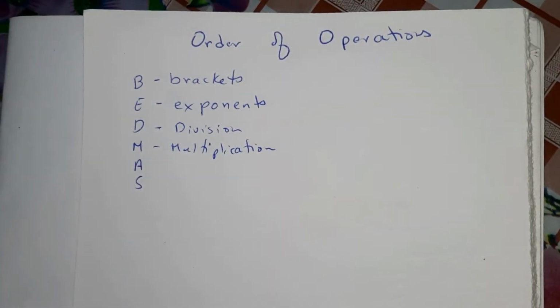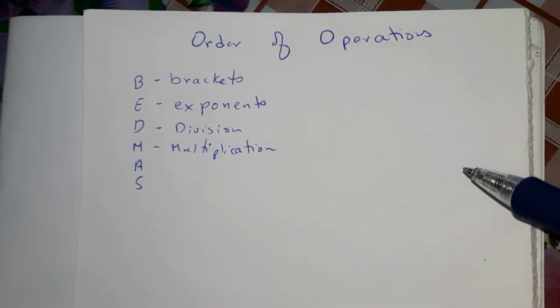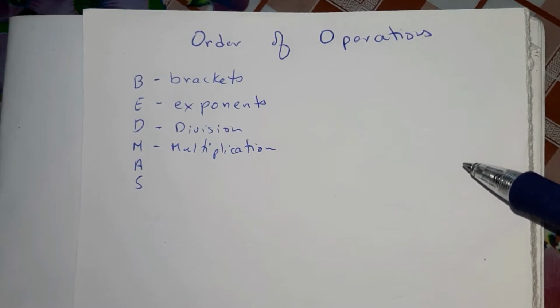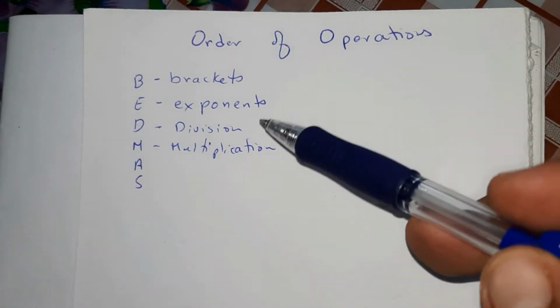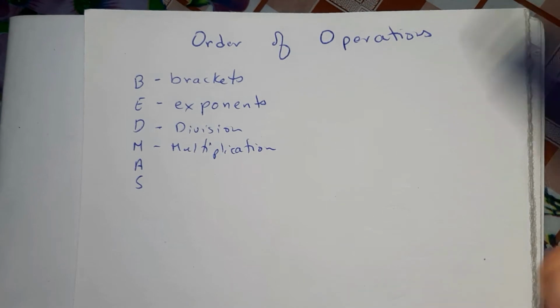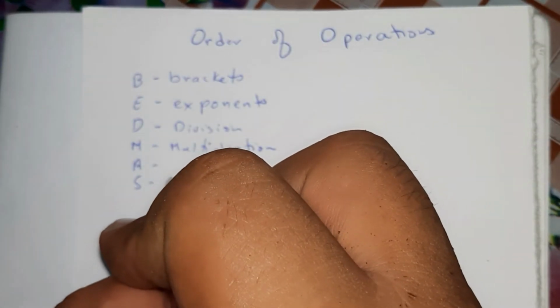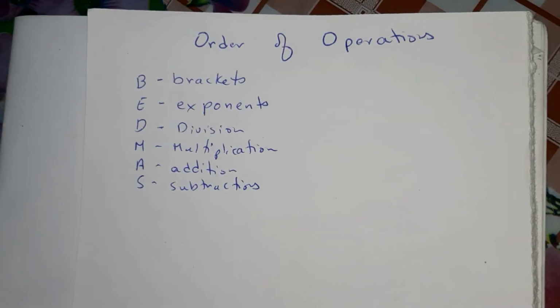Division and multiplication, those two can be done together, right? So if you have a division and a multiplication, you can do whichever one you want first, or you could follow the order where you do the division first and then the multiplication, all right? Then followed by addition and then subtraction. So there you have it.